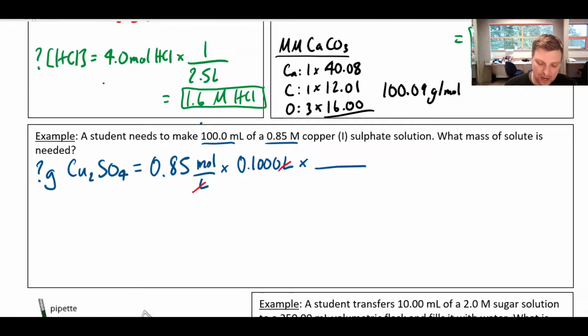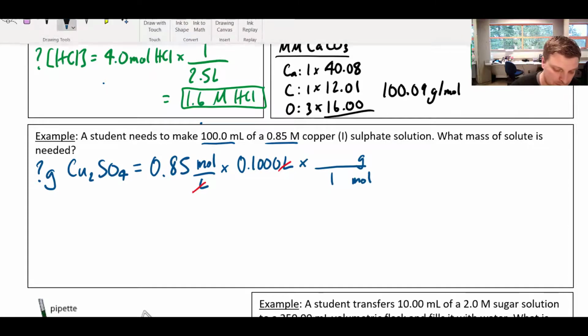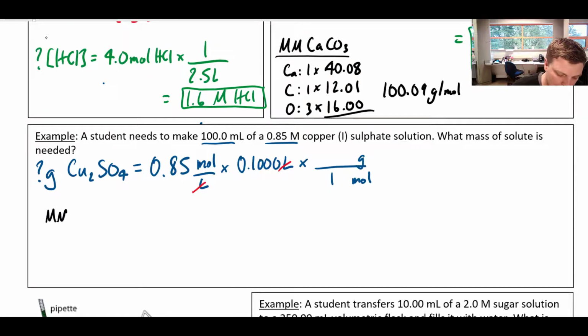But I want to be in grams, which means I need to know what the grams per mole are for copper 2 sulfate. And of course, that means I'm going to have to go find the molar mass. So let's do a quick calculation here. Molar mass of copper 2 sulfate. That's going to involve 2 coppers. It's going to involve 1 sulfur, and it's going to involve 4 oxygens.